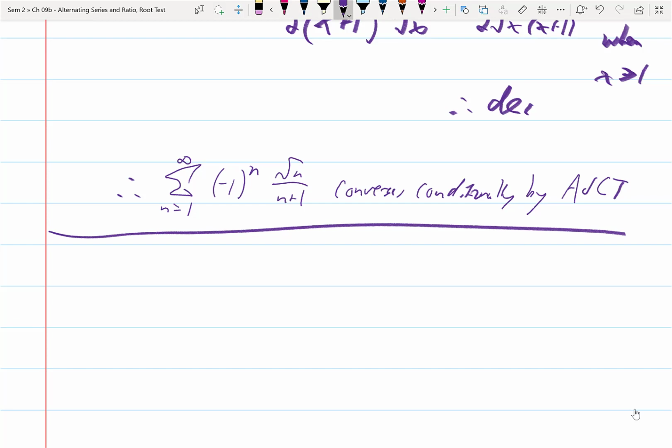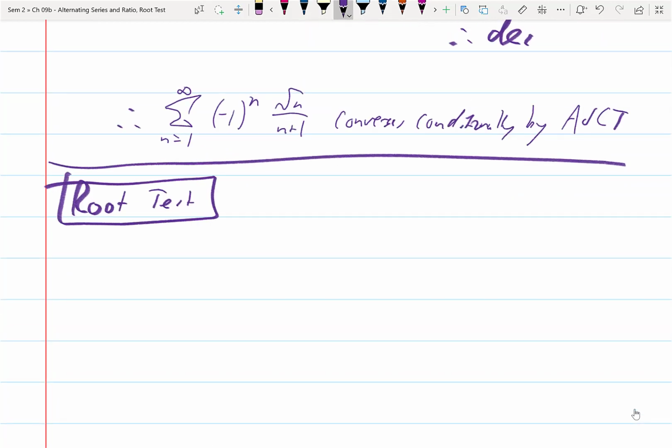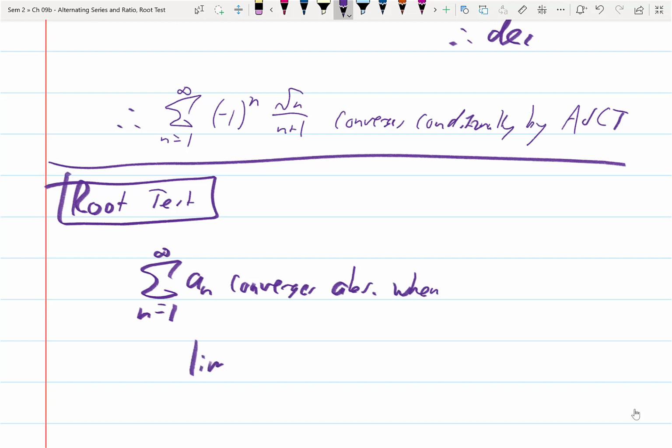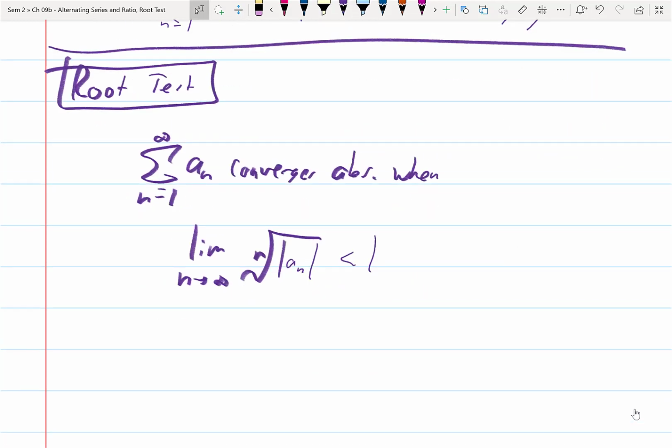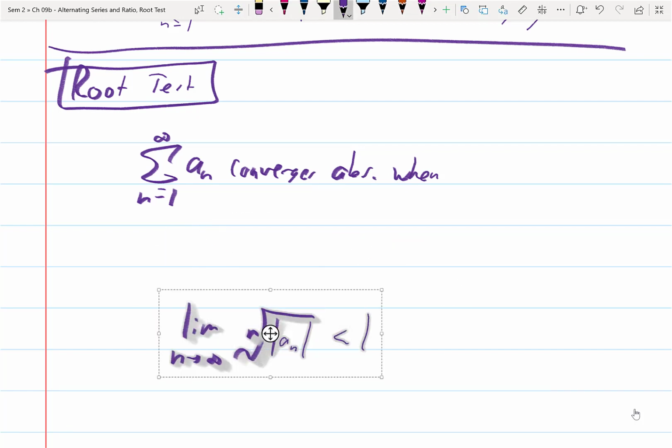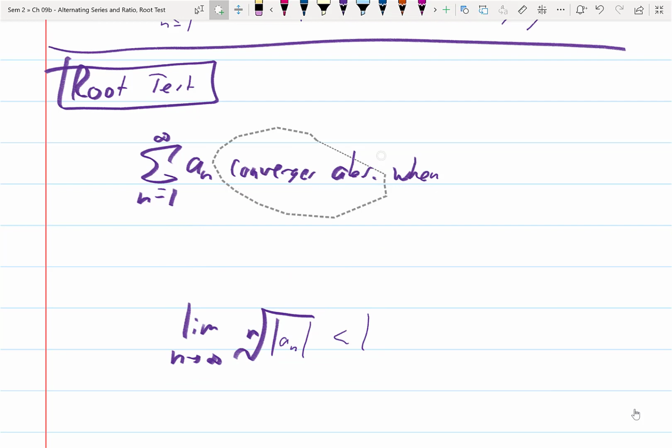Okay. The next test is easier. We're only going to do one example of it, the root test. What the root test says is that the sum from n equals 1 to infinity of a sub n converges absolutely when the limit as n approaches infinity of the nth root of the absolute value of a sub n is less than 1. I'm going to try to model this off of what we did up above, so I'm sorry if you've been taking notes, and we'll say this means converges absolutely.